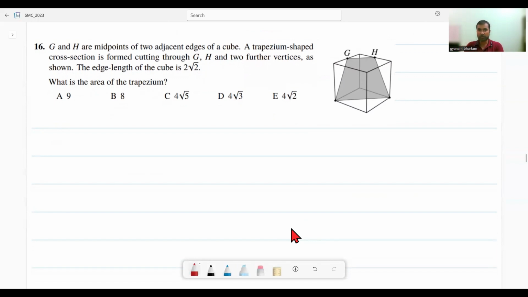G and H are the midpoints of two adjacent edges of a cube. A trapezium-shaped cross-section is formed by cutting through G and H and two other vertices. The edge length of the cube is 2 root 2. What is the area of this trapezium? To find it, let's go with the topmost cross section. We'll find the first side first.